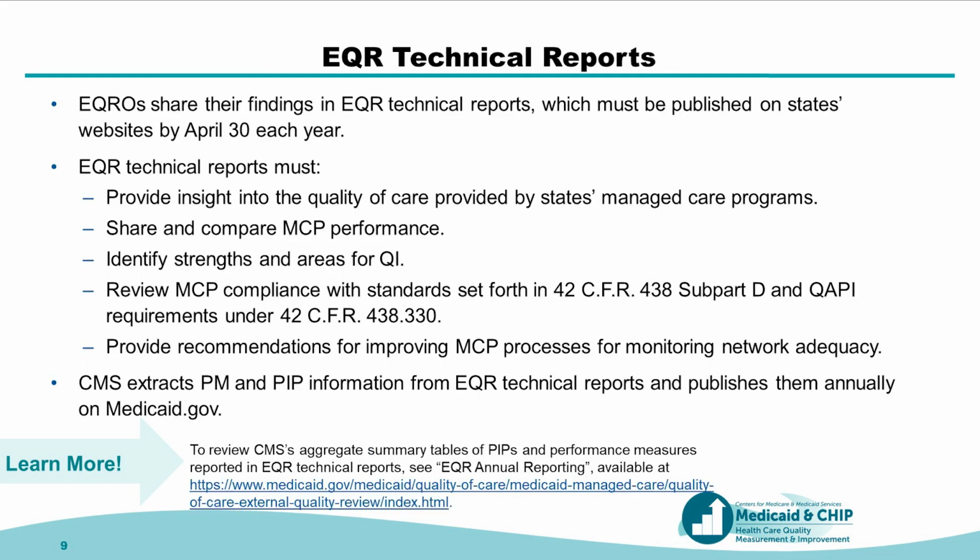The key output from EQR is the annual EQR technical report. It provides insights into the quality of care provided by states' managed care programs, shares and compares managed care plan performance, identifies strengths and areas for quality improvement, and provides recommendations for improving the quality of care provided by plans. Each year, CMS summarizes and publishes findings from state EQR technical reports related to performance measures and PIPs in the EQR annual reporting summary tables. You can access the tables by following the link at the bottom of the screen.